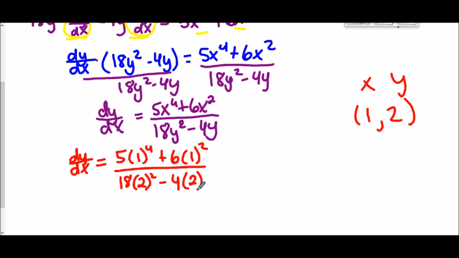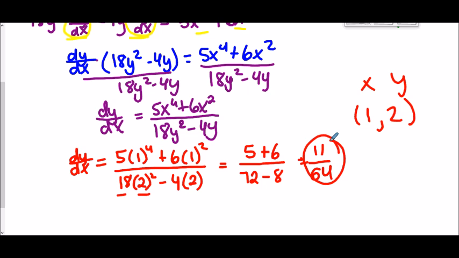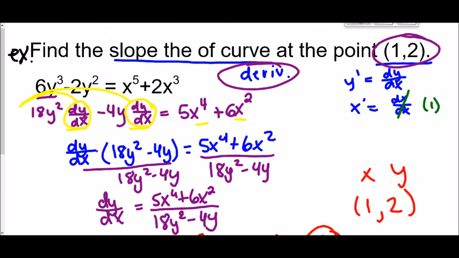And then when I simplify this, on the top I have 5 times 1 is just 5, 6 times 1 is just 6. On the bottom, we end up having 4 times 18. I'll go ahead and let you know that's 72. 4 times 2, so we have minus 8. So on the top we have 11, on the bottom we have 64. So that's our answer. Our slope at this point is 11 over 64.